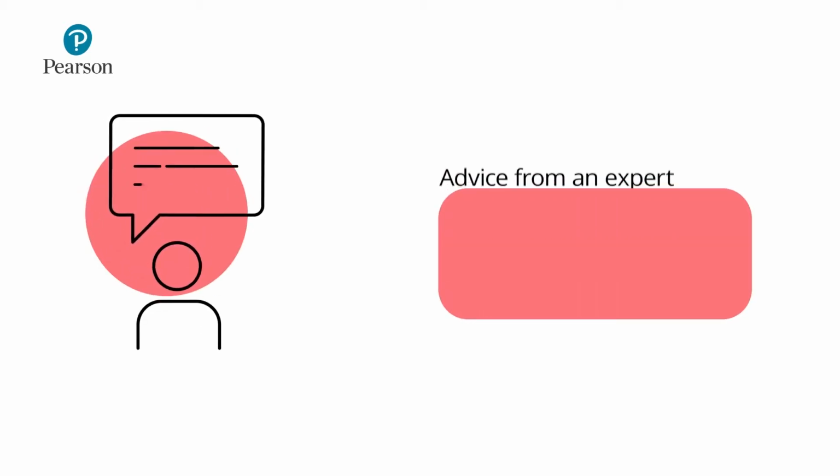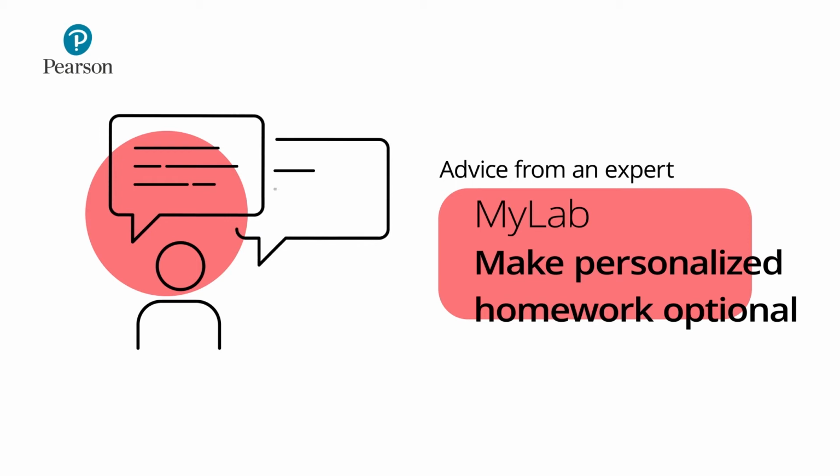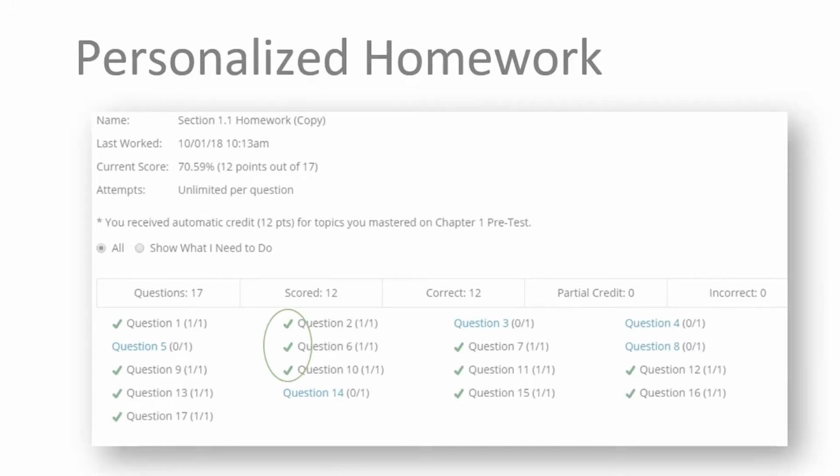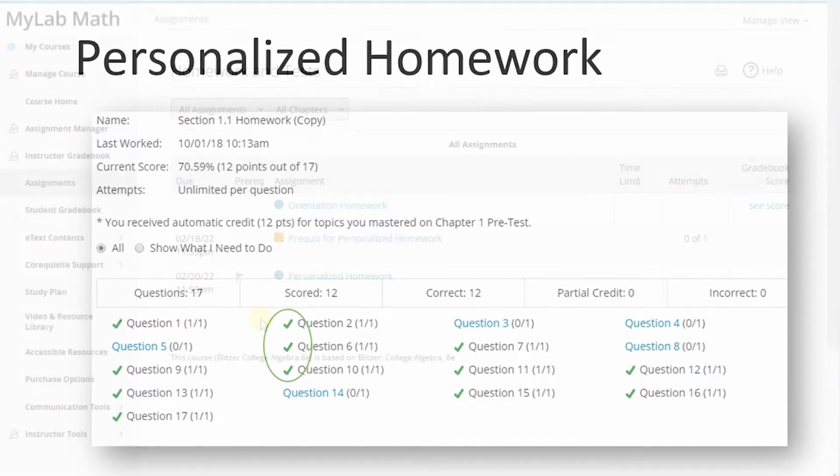Today I'd like to talk about personalized homework and share some strategies with you, particularly how to make it optional for your students. The idea behind personalized homework is that students can take a pre-quiz, and any objectives that they master in that pre-quiz, they will not have to complete in their homework. In the image here, you can see that the green check marks represent content that they mastered from the pre-quiz, and they only have 5 questions left to complete in their homework.